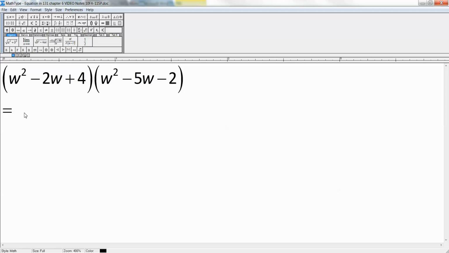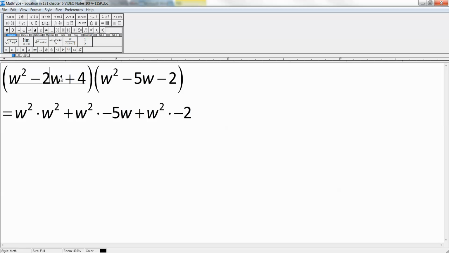So you're going to have w squared times w squared. Now you're going to do w squared times minus 5w, plus w squared times minus 5w, plus w squared times minus 2. There's the first one. Now notice that front term, that's a w to the fourth, right? Okay, so keep that in mind because it's going to help.